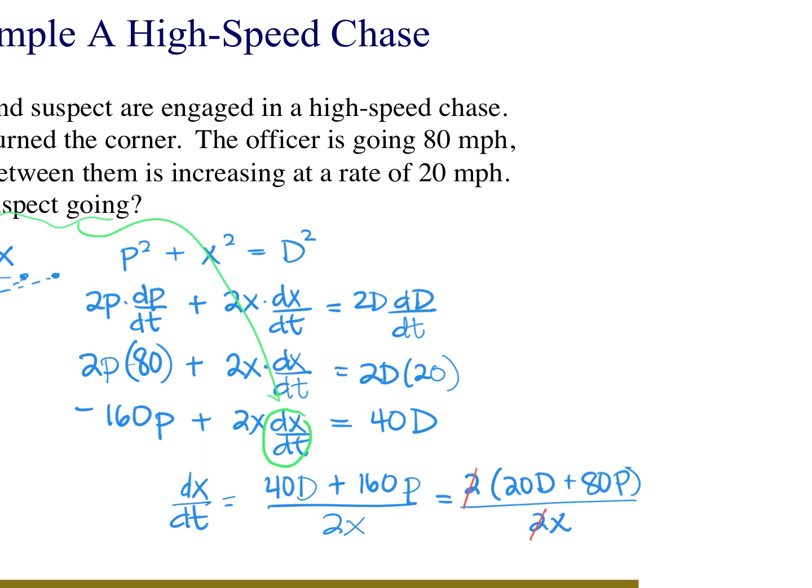Then I want to make sure to add units. I look back to the original, and the unit for the numerator is measuring x, which is measuring the position of the suspect. That's measured in miles. And then the unit for time is being measured in hours, so this is miles per hour again.